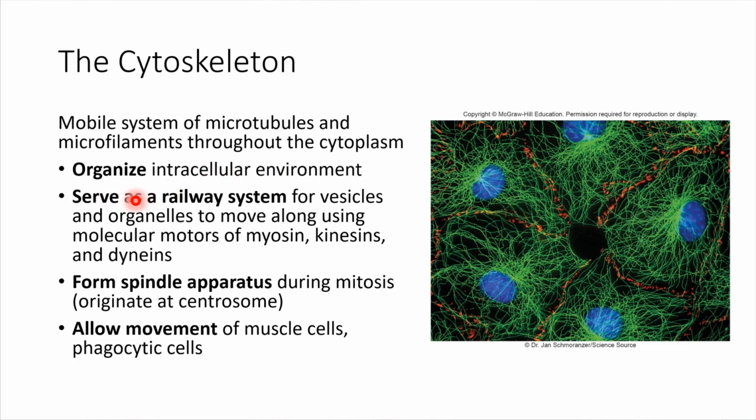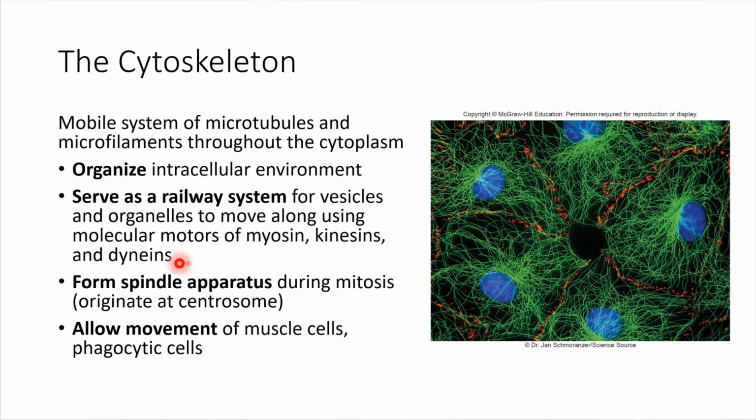So I have here, it's serving as a railway system. Each of these microtubules acts like a track. And there are little proteins that can move along those tracks and carry things. The proteins that can move along are a special grouping of motor proteins. They're called kinesins and dyneins. Kinesins and dyneins are the main ones. Myosin also, this is going to come up when we talk about muscles.